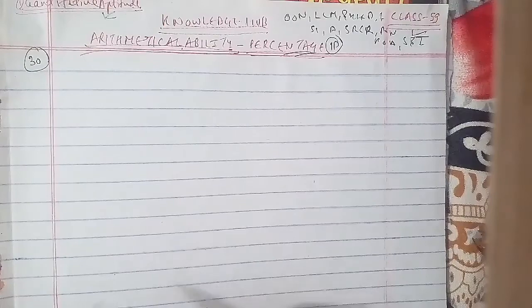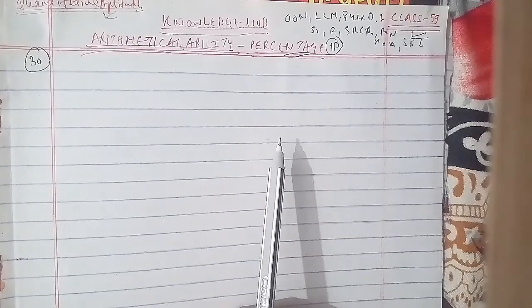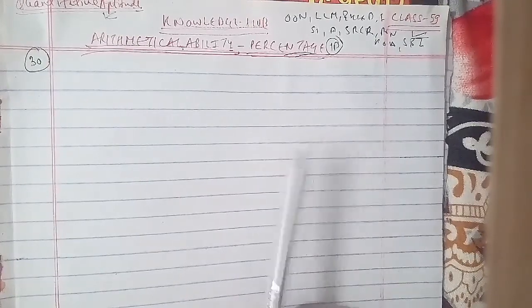We'll go ahead with the 30th question. The question is: Mr. Jones gave 40% of the money he had to his wife. He also gave 20% of the remaining amount to each of his three sons. Half of the amount now left was spent on miscellaneous items, and the remaining amount of rupees 12,000 was deposited in the bank. How much money did Mr. Jones have initially? That is what we have to find out. So we'll go ahead for the same.